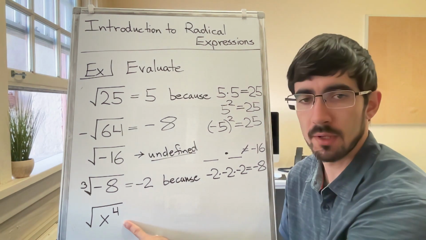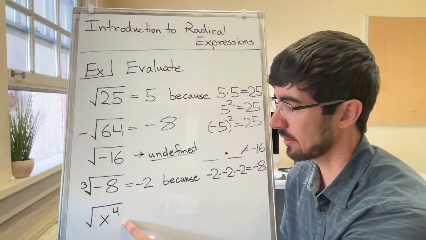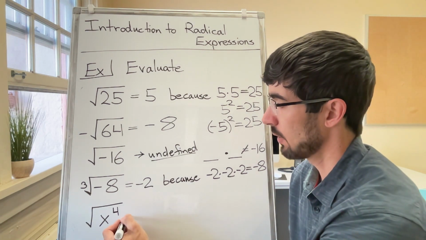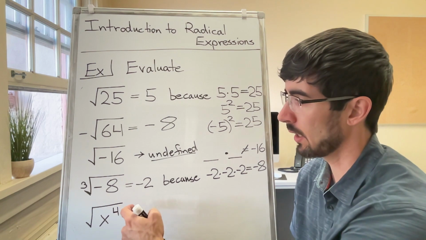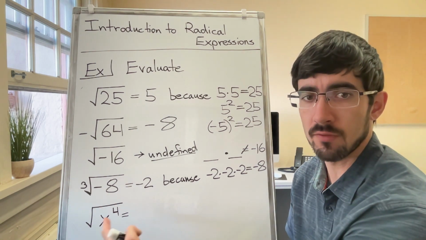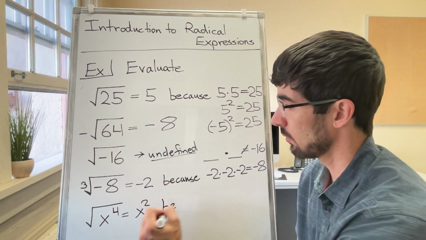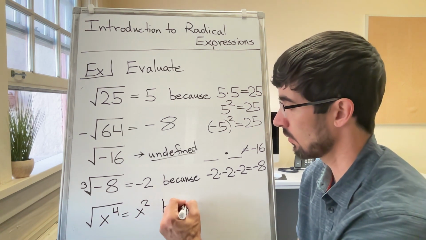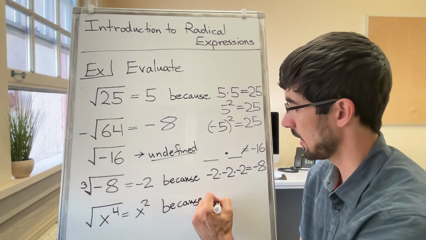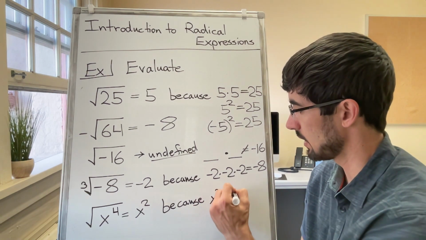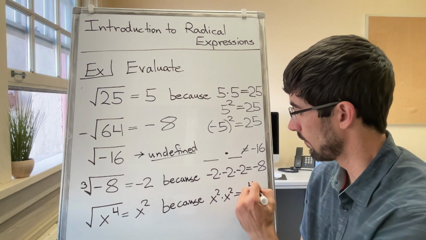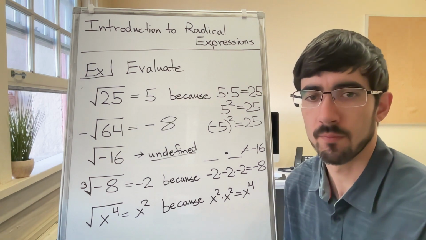One more example. This indicates the square root of x to the fourth. So we have to think about what would you multiply by itself to make x to the fourth. And the answer is x squared. So the square root of x to the fourth is x squared because it takes x squared times itself to equal x to the fourth.